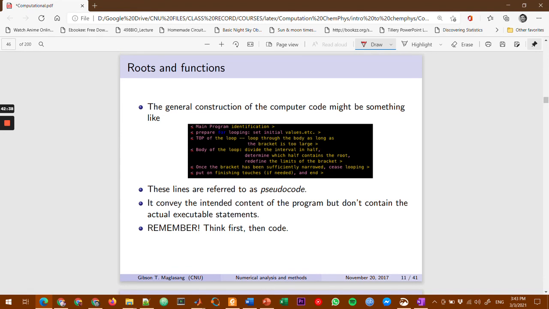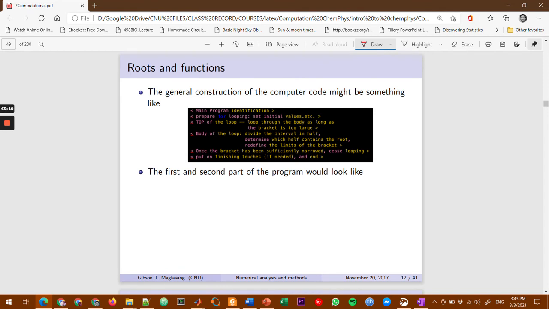So, as I've said, remember to think first, of course, and then you code. We've done our thinking earlier, on how to solve and get the root or the zero of the function using the bisection method. We already analyzed it, and that's why we have come up with this pseudocode. And of course, give your variables meaningful names, not just any variable names.